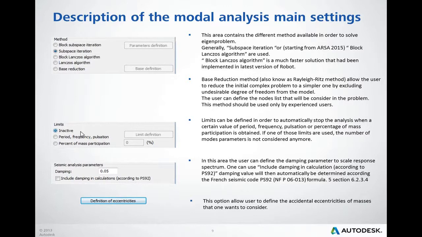Damping. This parameter is not treated as damping, but as a scaling factor for the response spectrum. One can include damping in calculations according to the PS92 code, and the damping value will then be automatically determined according to the French seismic code PS92. Definition of eccentricities: this option allows the user to define the accidental eccentricity of masses that one wants to consider in calculations.